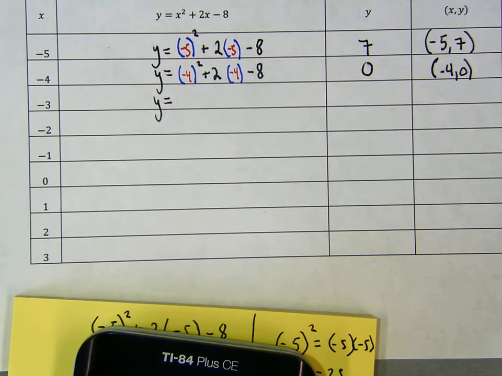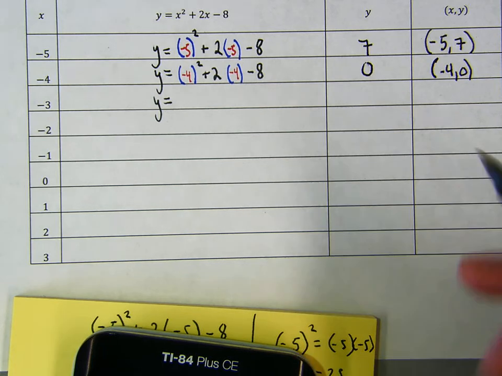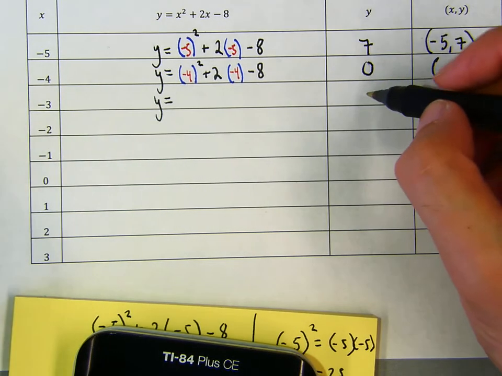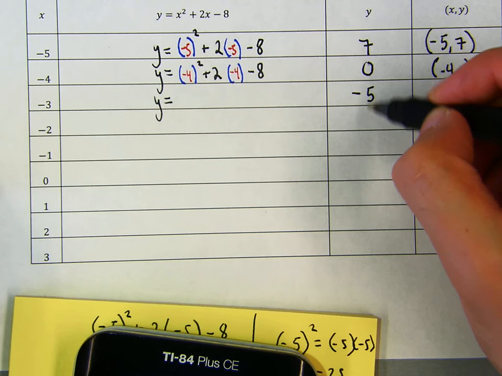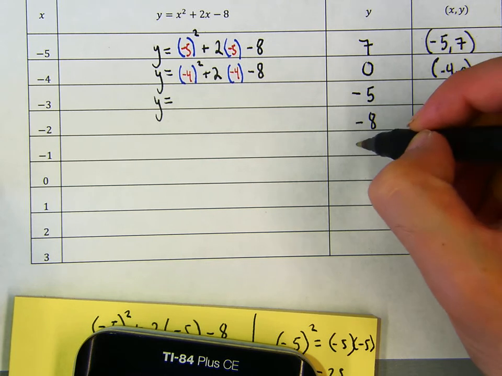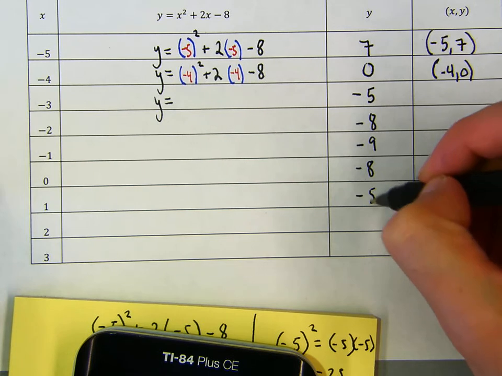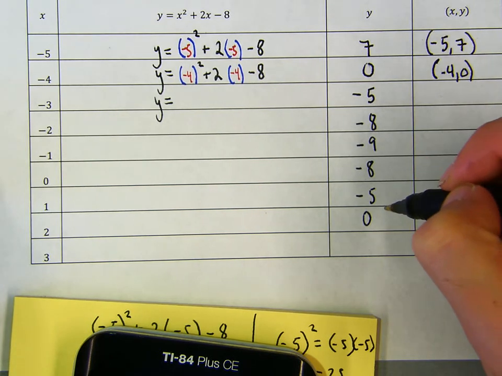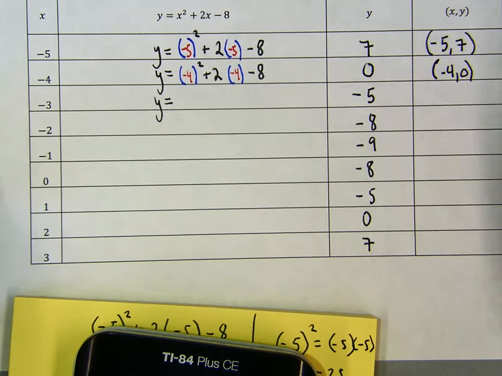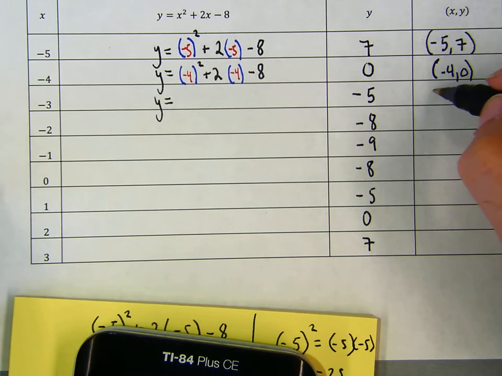So here, let's see, what would they be? You should have gotten -5 here, -8, -9, -8, -5, 0, and 7. These are the points. And then what will it be?